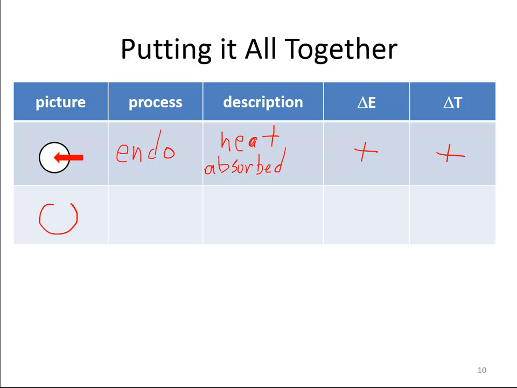Now, let's consider the reverse direction. So let's say we have a system where heat is flowing out. Okay, so that's supposed to be an arrow going out of the system. So this would clearly be exo, right? Heat is exiting the system. And in this case, heat is being released into the surroundings, and this would decrease the internal energy of the system. And if we were, again, monitoring the temperature of the system, that would be a negative change in temperature. The temperature would be going down.